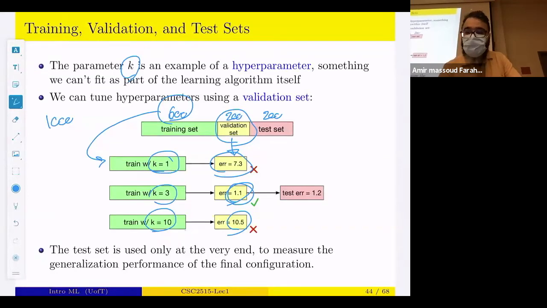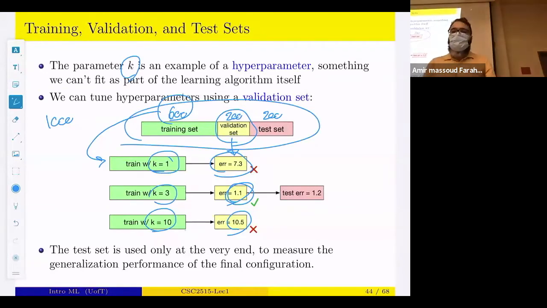So validation is a part of the training data where you know the label. For this whole data set, you know the label, both input and output. But this is just a way, like 1,000 data points, we divide it into three parts. You use one part to train your algorithm, that's the training set; use the validation set to find the hyperparameter of your algorithm; and the test set to report the final results.